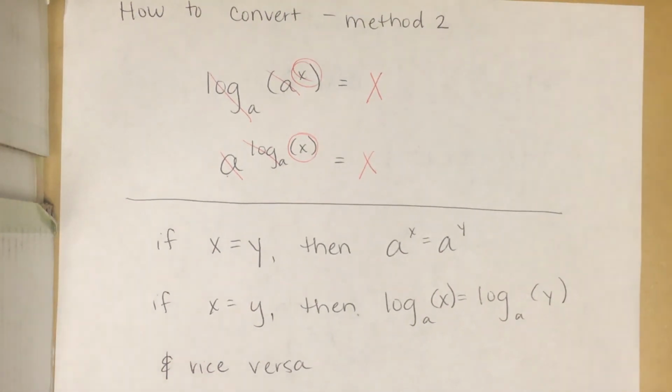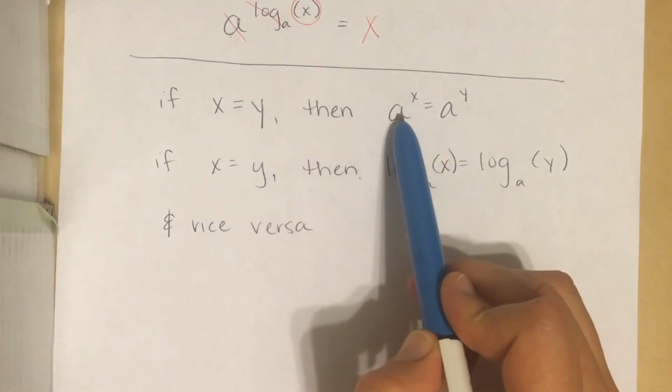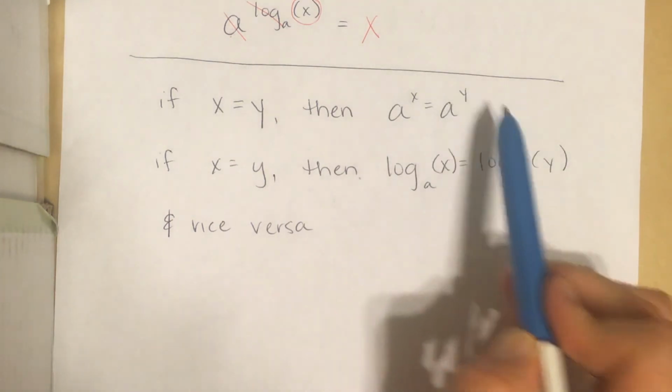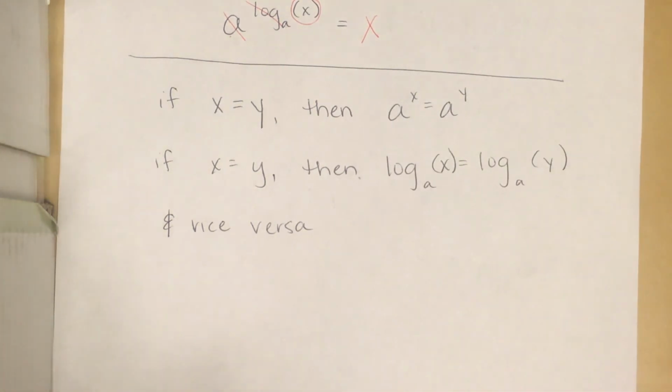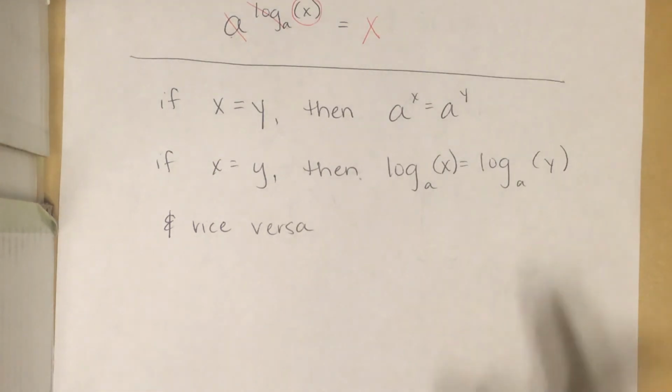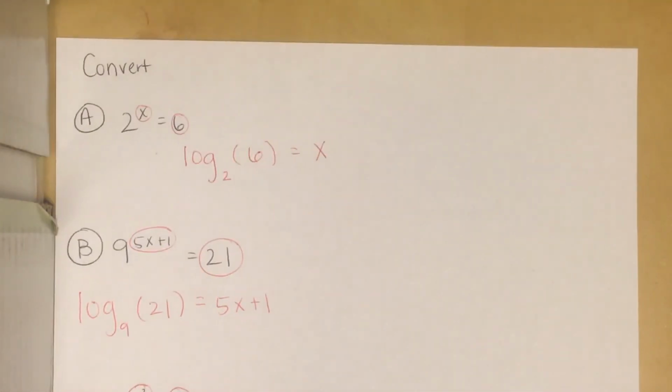Okay, so why do we do that? If x equals y, then a to the x equals a to the y, and log base a of x equals log base a of y. So we're going to use that fact and these two properties up here to do those same conversions.